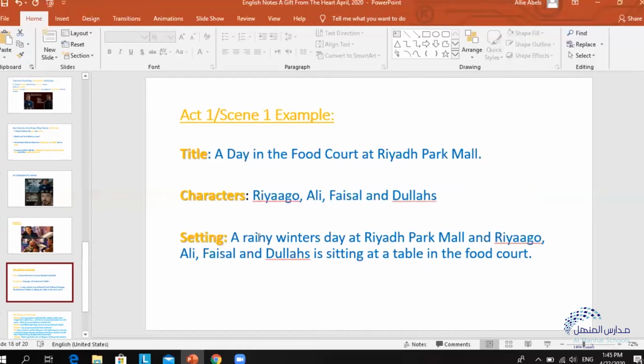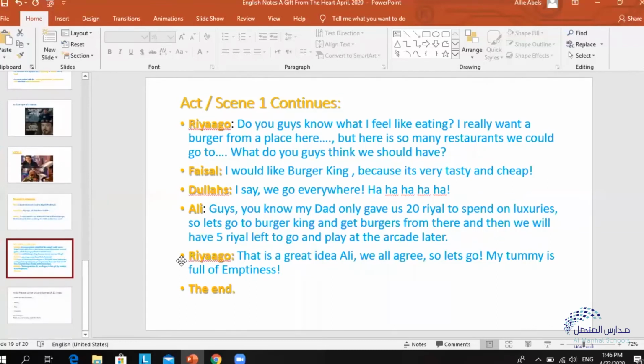And then your scene has to have a setting. My setting was a rainy winter's day at Riyadh Park Mall, and the characters, Riago, Ali, Faisal, and Dulas, were sitting around the table in the food court. So everyone knows what my scene will be about. My scene is a day in the food court at Riyadh Park Mall, and everyone knows where my story is taking place. It's taking place at Riyadh Park Mall in the food court. So I will read you my act quickly.